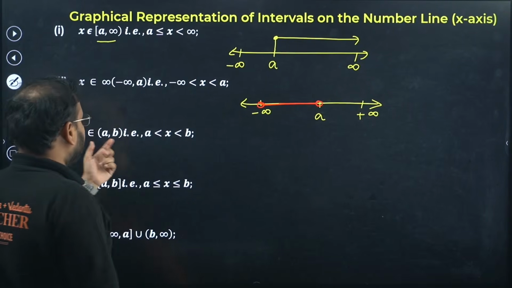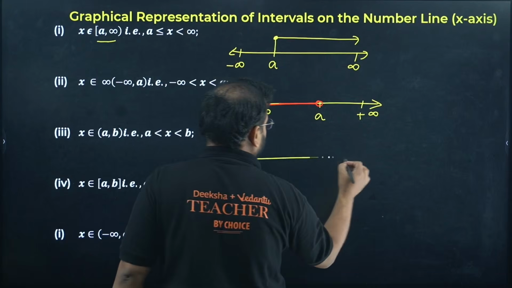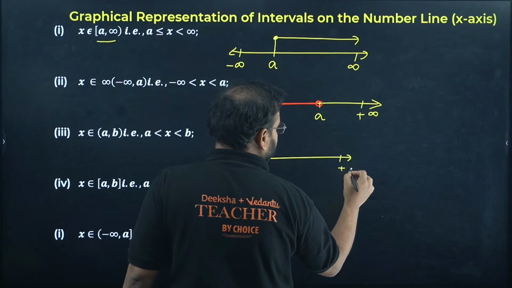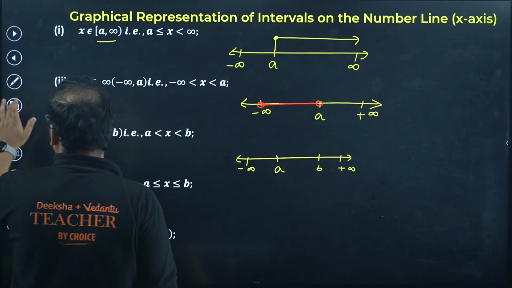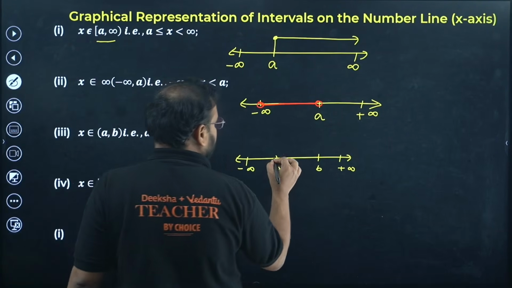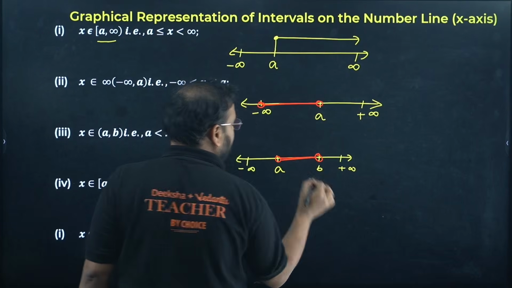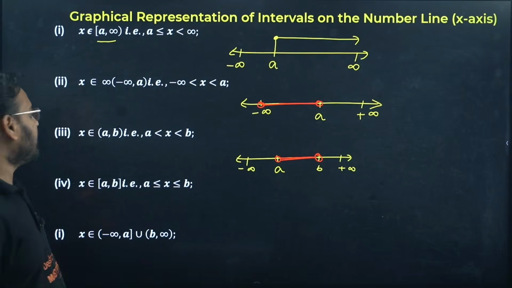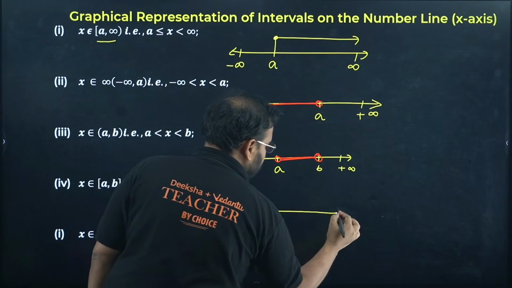Same thing, we have a to b. This time x belongs to a to b. So go like this. This is negative infinity, positive infinity. We have a somewhere here and b somewhere here. What it means is that a is open, b is open, and all the values between a and b are included. Getting it? They're both open. When we have inclusive, does the story change? When we have inclusive, the story changes.